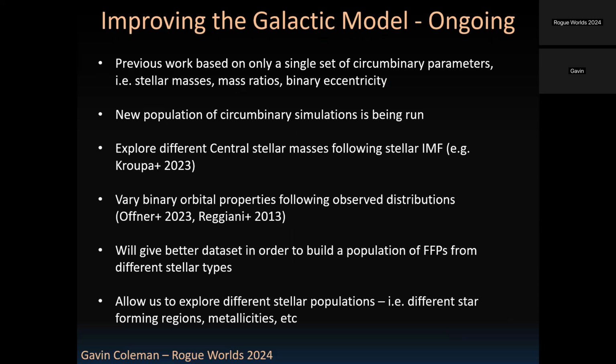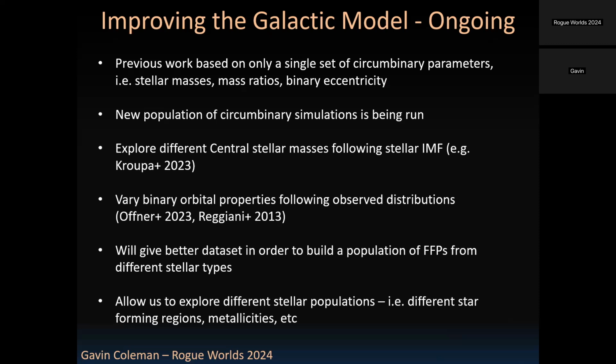So just quickly to go on to the ongoing work. I'm improving the model by going to different stellar masses. As I said, this is one set of circular binary simulations, one set of stellar masses, one mass ratio, one binary eccentricity. So using different stellar masses and varying these orbital parameters will give a much better population to actually derive an FFP set of planets from.